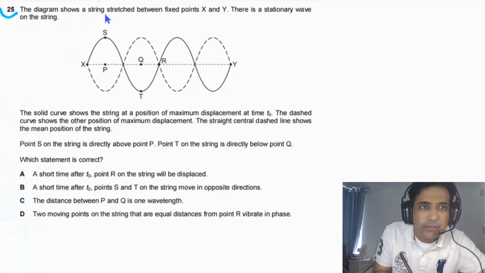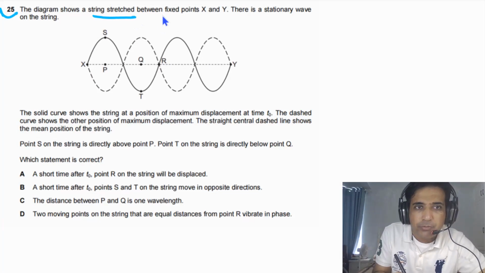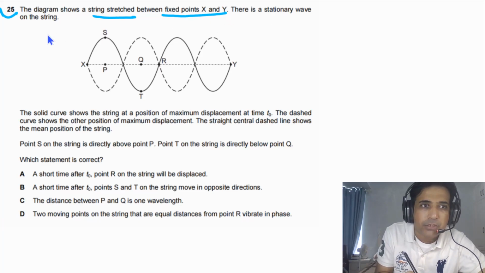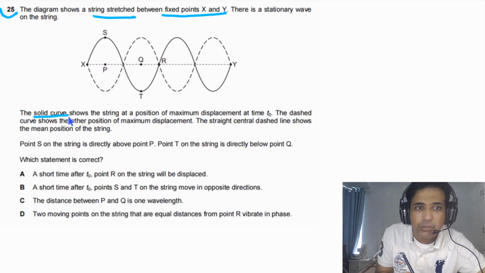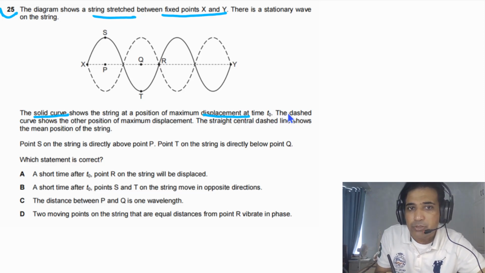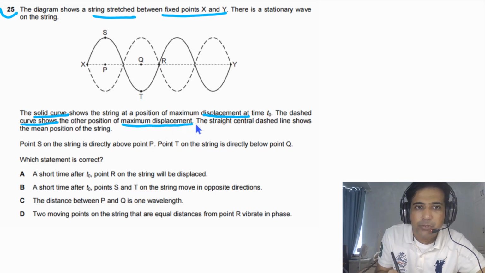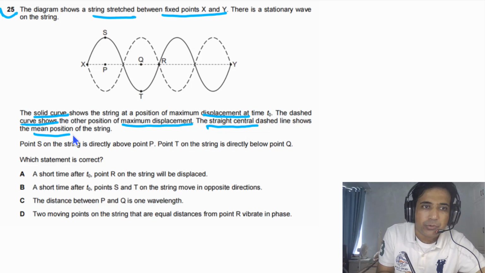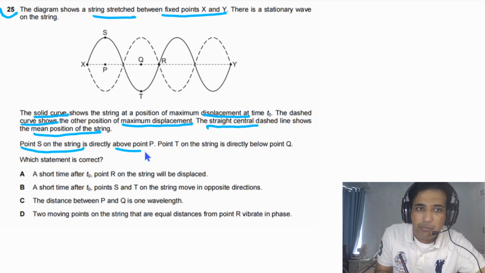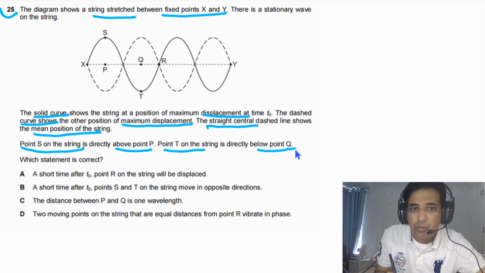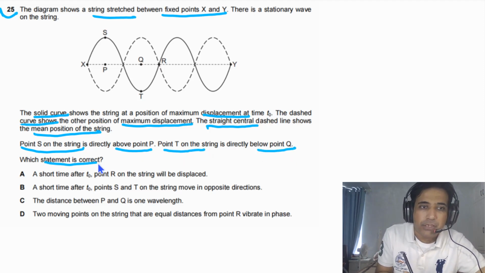Question 25 says the diagram shows a string stretched between fixed points X and Y. There is a stationary wave on the string. The solid curve shows the string at a position of maximum displacement at time t naught. The dashed curve shows the other position of maximum displacement. The straight centered dashed line shows the mean position of the string. Point S on the string is directly above point P and point T on the string is directly below point Q. Which statement is correct?